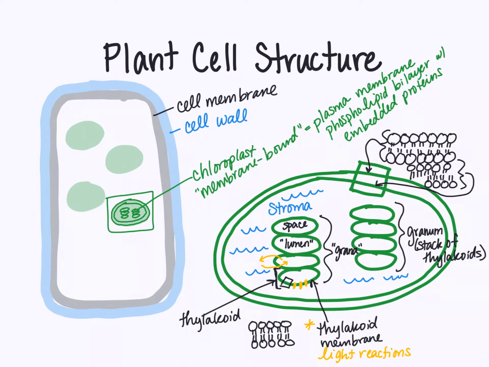Now, the stroma itself is the site of the Calvin cycle. So the products of the light reactions get transported into the stroma where they are then used for the Calvin cycle.